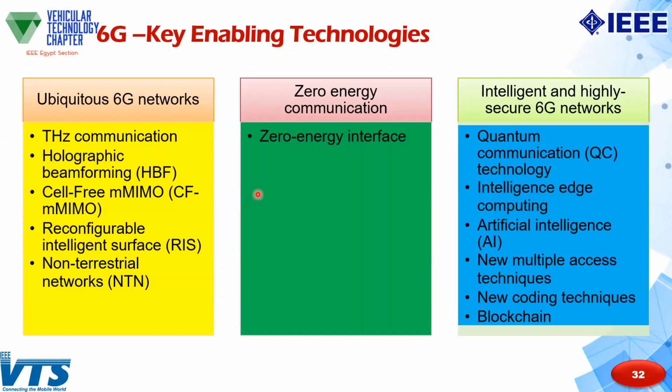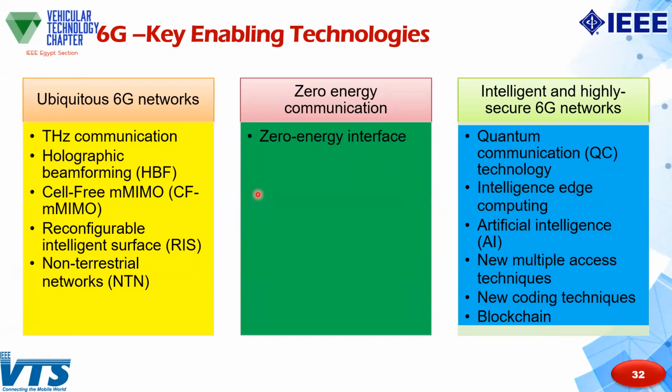The main key enabling technologies for 6G, from the perspective of ubiquitous 6G networks: terahertz communication, holographic applications, cell-free massive MIMO, which is called CF-mMIMO, reconfigurable intelligent surface, or in other words, intelligent reflecting surface, non-terrestrial networks, and we will talk about this shortly. Zero energy communication. This is some sort of dream, but we are aiming to have a minimum energy consumption system.